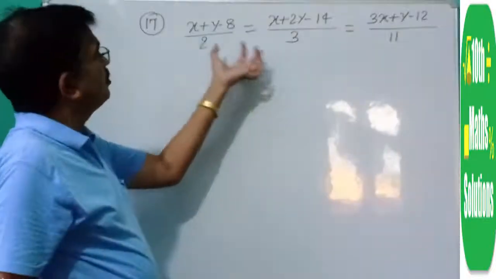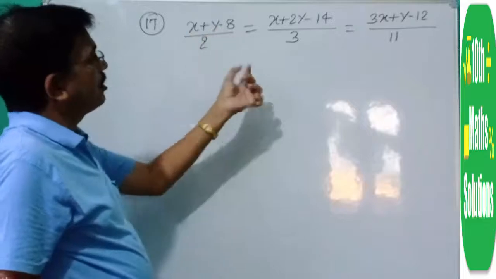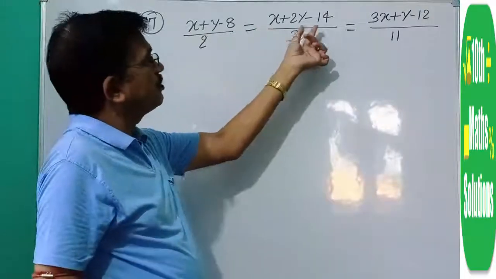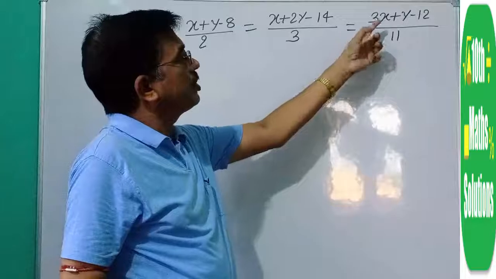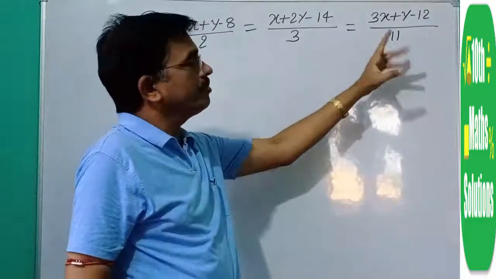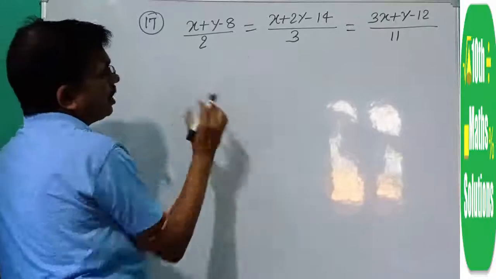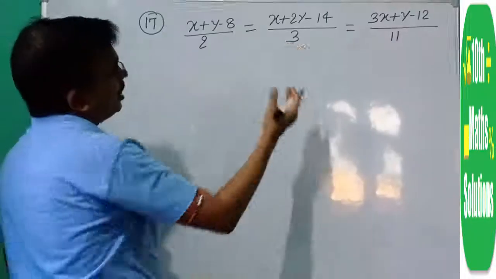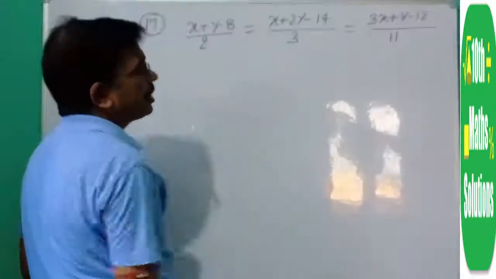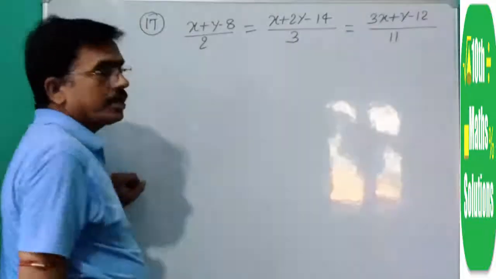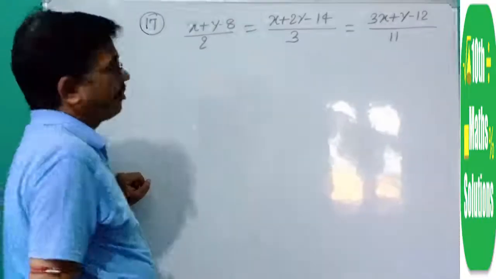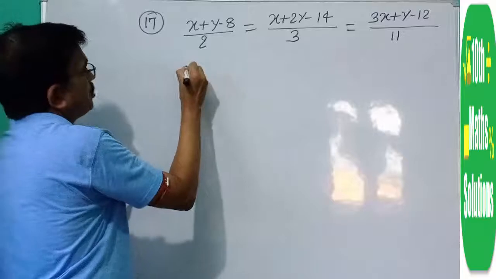See other questions, that is question number 17 of exercise 3B. Here are three terms: x plus y minus 8 by 2 is equal to x plus 2y minus 14 by 3 is equal to 3x plus y minus 12 by 11. Dear student, first you solve two terms and you get an equation. Then solve the next two terms and you get another equation. Then we eliminate and you can find the values of x and y. So here we write the first two terms.